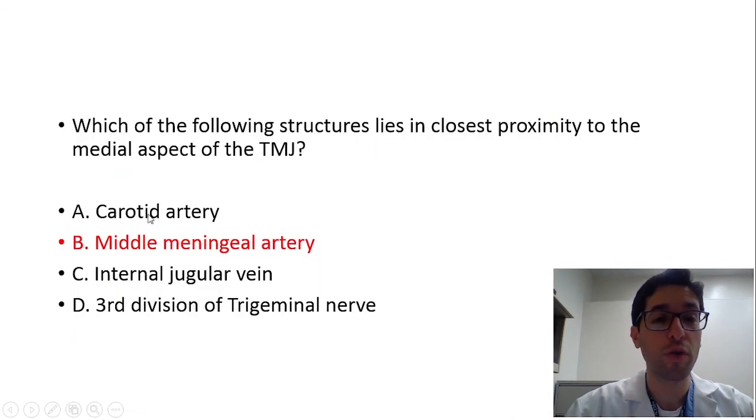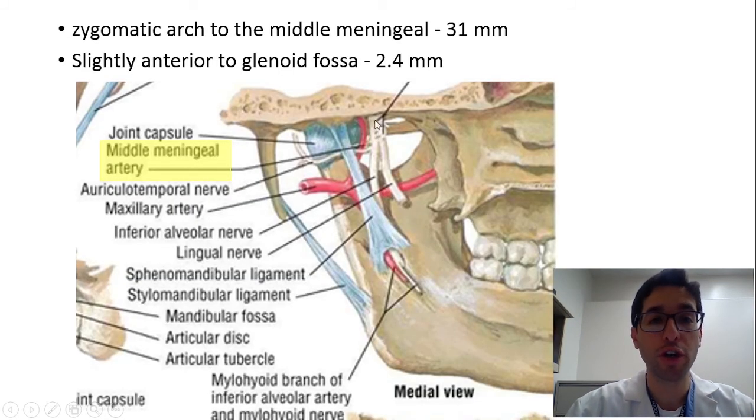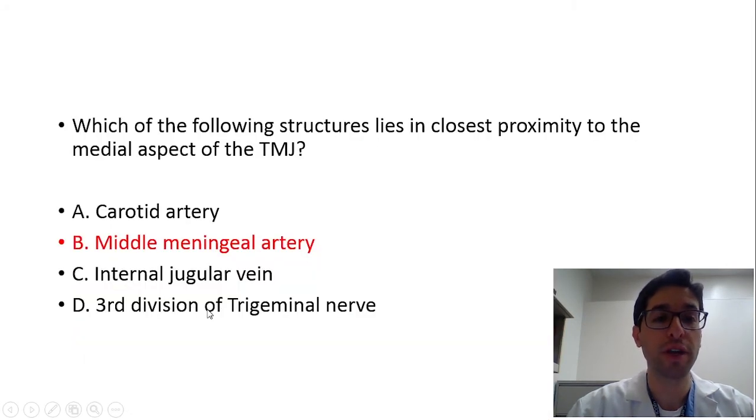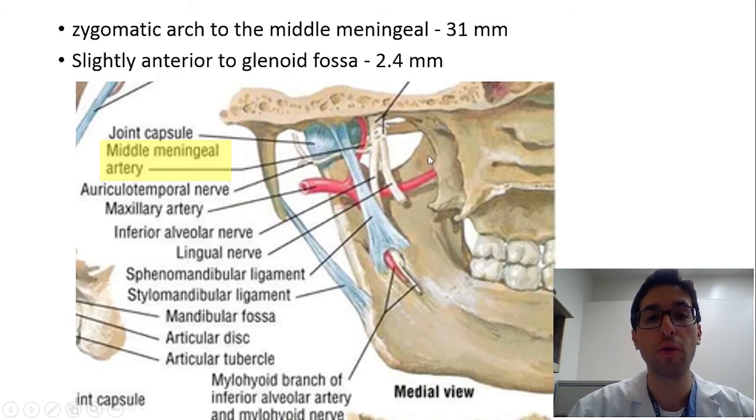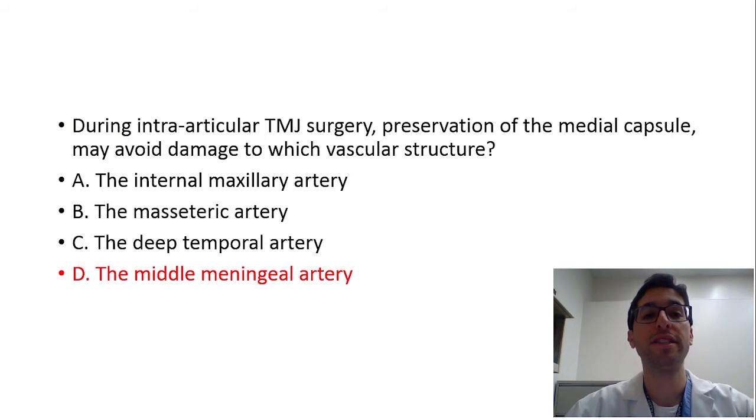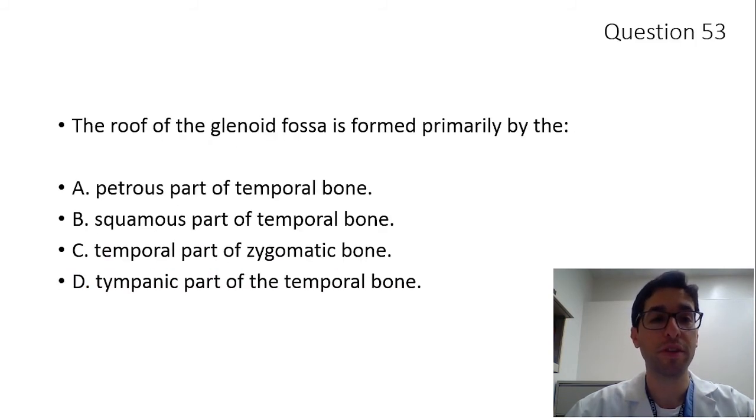Now, the other options weren't wrong. They're also medial. They're just not directly medial. Right? So let's look at the picture. The next structure that you're going to encounter after is going to be V3. So V3 is the next structure you encounter, and then even more medial to that would be the carotid and the jugular. So all the way, the jugular foramen, all the way medial and deep, you're going to get that. So the first structure is the middle meningeal, then you get V3, then you're going to get the IJ and the carotid. During TMJ surgery, preservation of the medial capsule may avoid which structure? Okay, this is a repeat just to hit the point home. Middle meningeal. The roof of the glenoid fossa is formed by which bone?